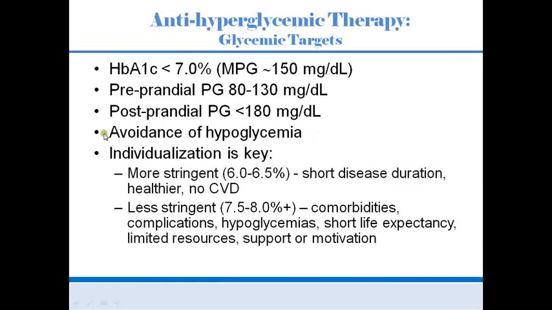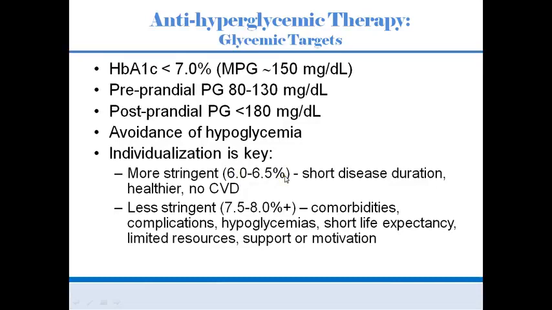We have to keep it in a way that there is no evidence, no incidence of hypoglycemia. Whenever there is hypoglycemia, we have to loosen the control on the glucose. This treatment has to be individualized. It depends on patient to patient. You can go for more stringent kind of control from 6 to 6.5.